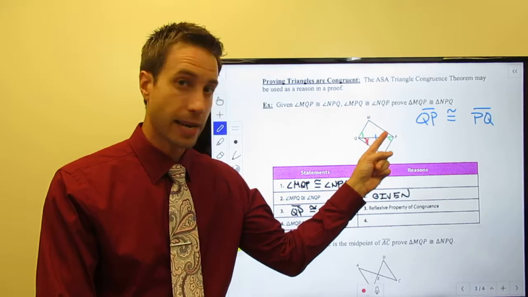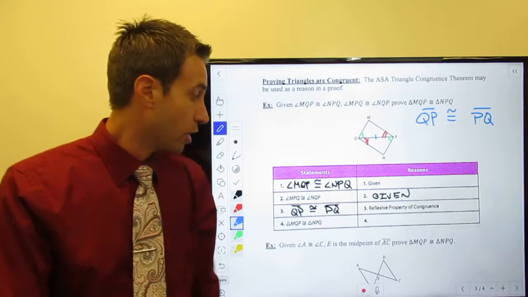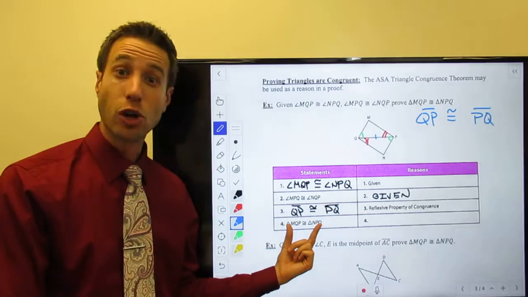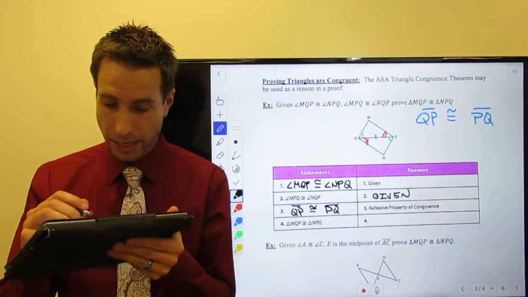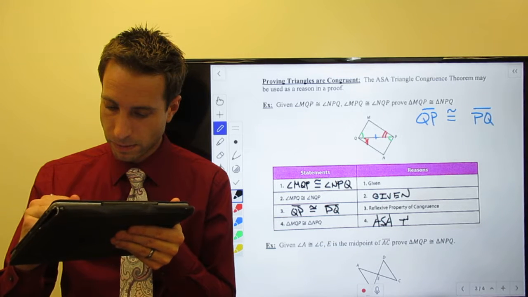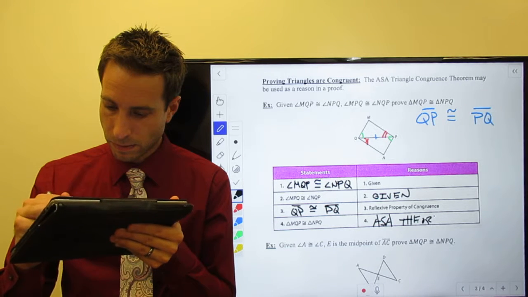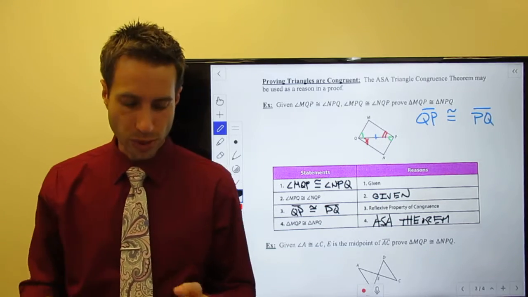Angle, included side, angle. Angle, included side, angle. So these two triangles are congruent based on which congruency theorem? Angle, side, angle. And it's just that easy. Let's do another one.